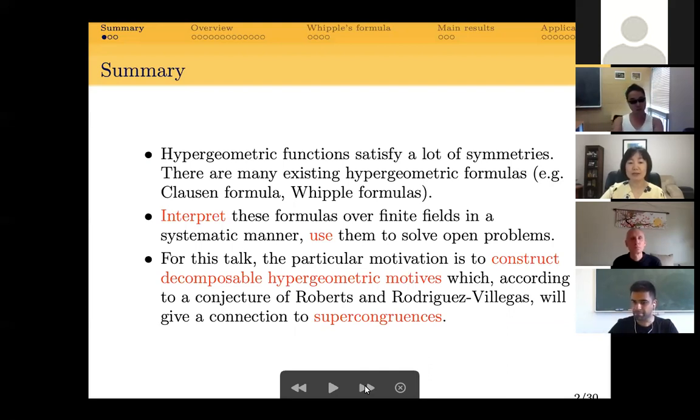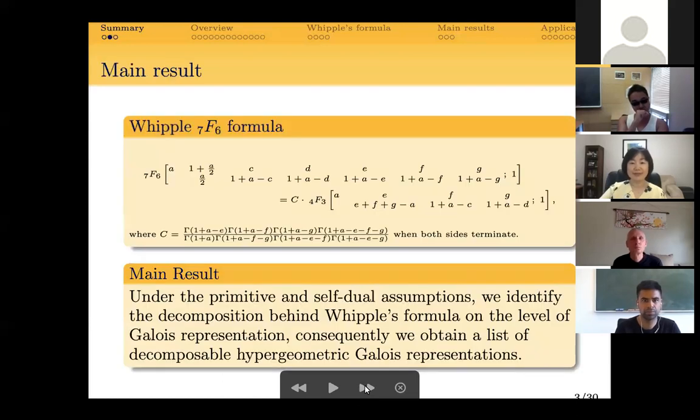For this talk, the particular motivation is to construct decomposable hypergeometric motives, which, according to a conjecture of David Roberts and Fernando Rodriguez Villegas, will give a connection to the so-called subject of supercongruence. And the particular formula I'm going to talk about will be Whipple's formula.